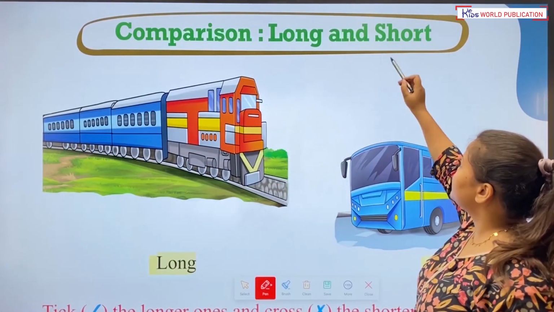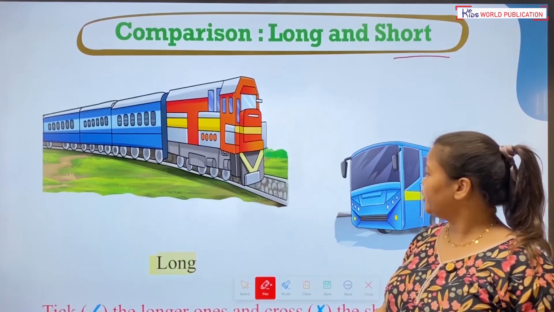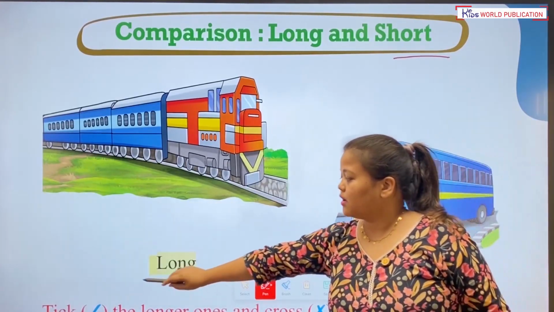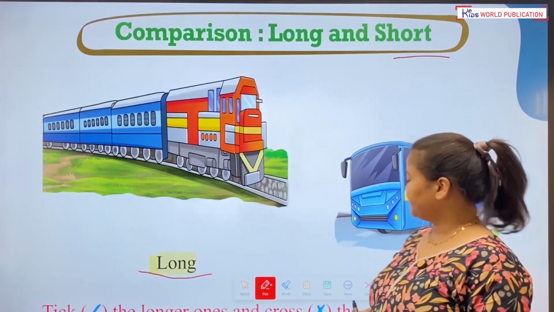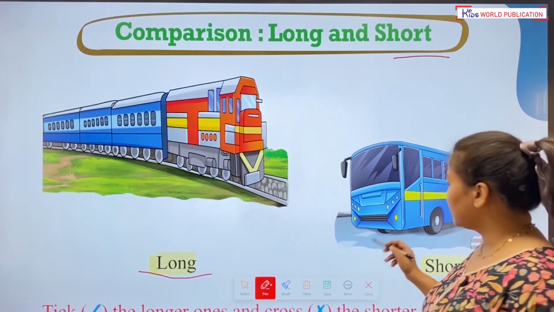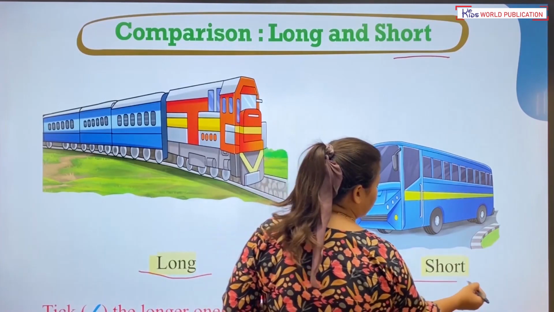Comparison, long and short. Here you can see a train, a long train. This is a picture of a bus and the bus is short.